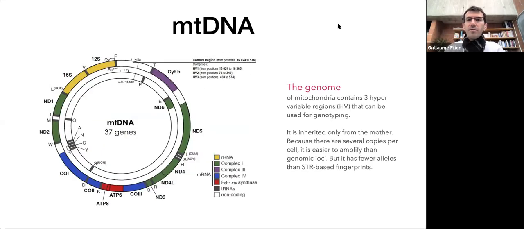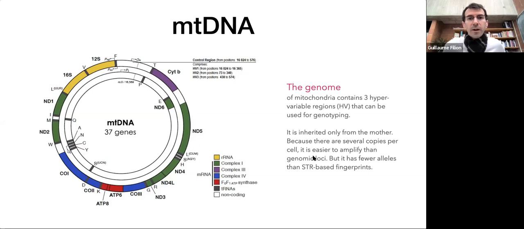Another type of DNA that's used for forensics is mitochondrial DNA. This one is the reverse. It goes on the female lineage. The genome of mitochondria contains three hypervariable regions. They're usually labeled HV, so you can see them here, HV1, HV2, HV3, that can be used for genotyping. It is inherited only from the mother. The father doesn't contribute mitochondrial DNA. Because there are several copies per cell, it is easier to amplify than genomic loci. But it has fewer alleles than STR-based fingerprints, therefore it's much less good.